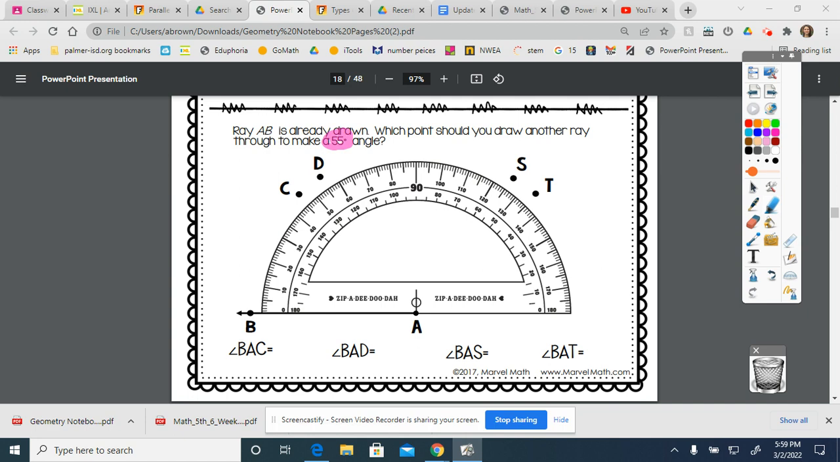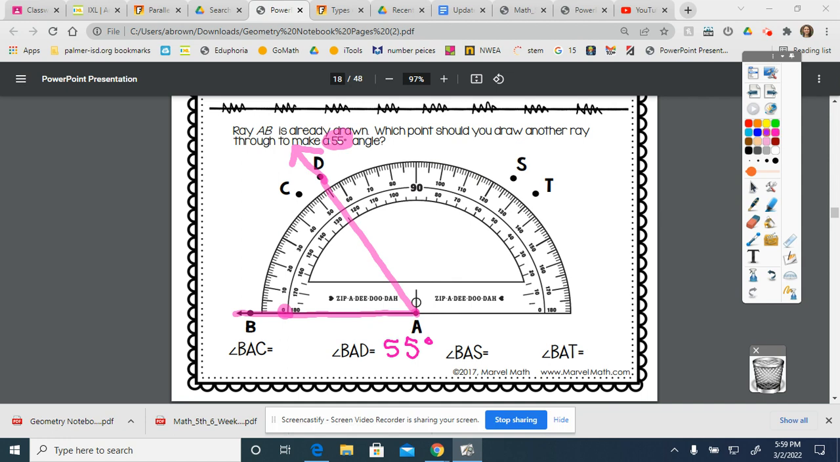Okay. All right, so hopefully you did that. And so here's ray AB. My 0 here is on top, so I'm reading the top. 55 would come right through here. So this is the only ray that we're going to draw in here, through point D, right? So angle BAD, that is our 55-degree angle, okay?